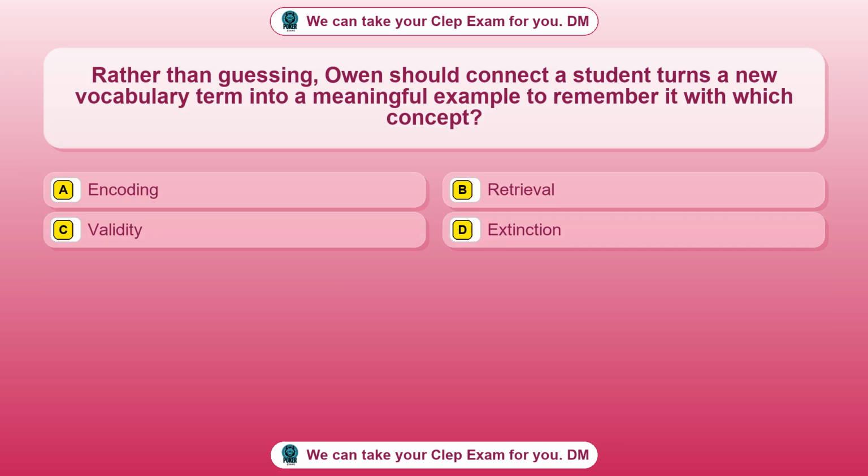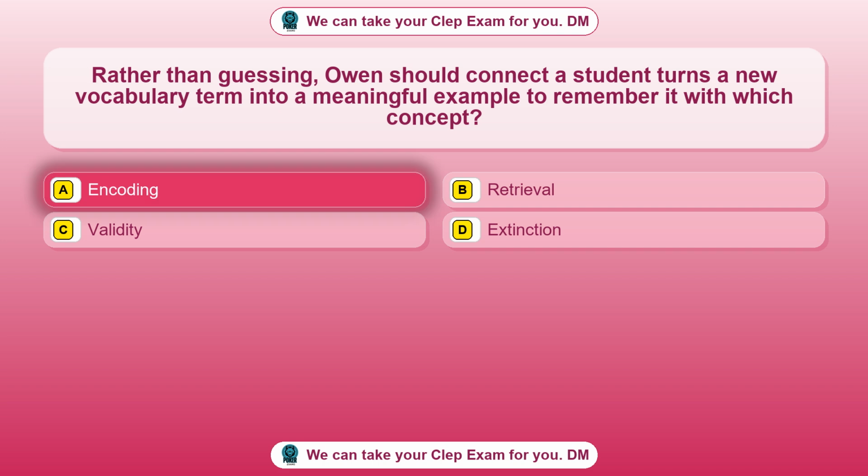Question 36. Rather than guessing, Owen should connect a student turning a new vocabulary term into a meaningful example to remember it with which concept? Option A, encoding. Option B, retrieval. Option C, validity. Option D, extinction. The correct answer is option A, encoding.